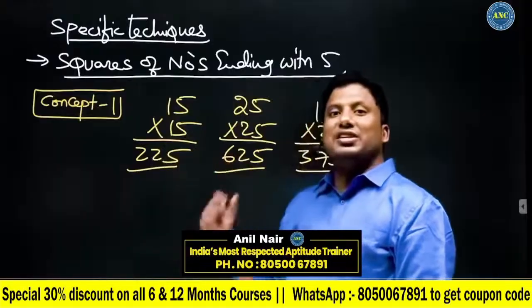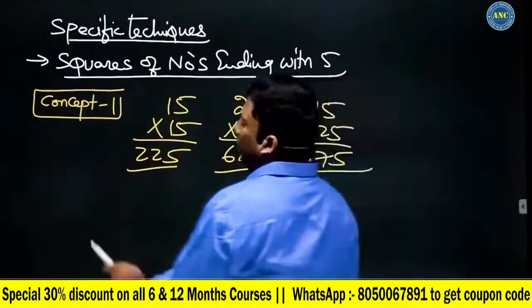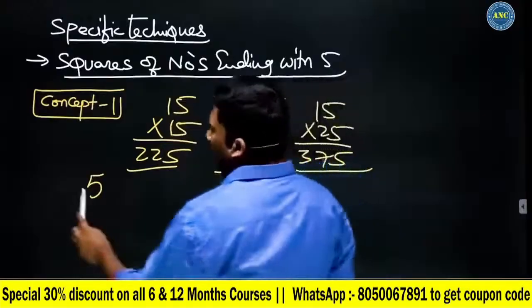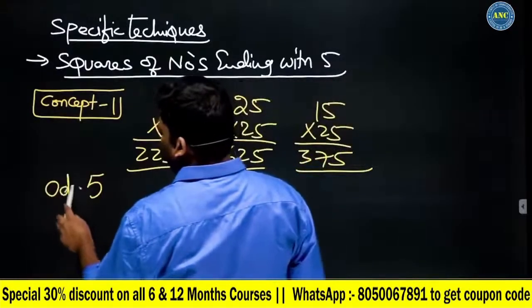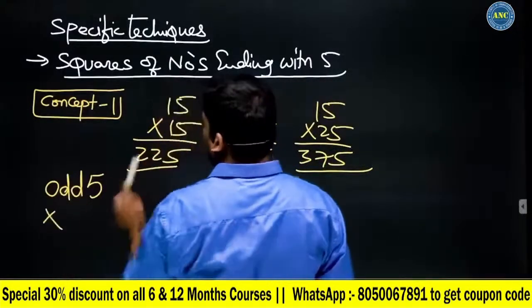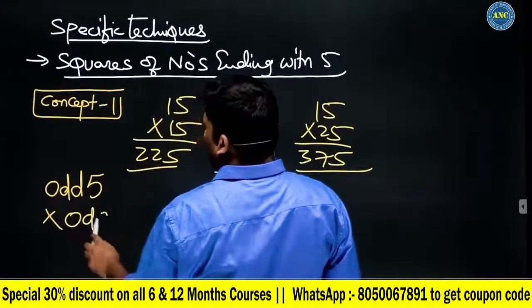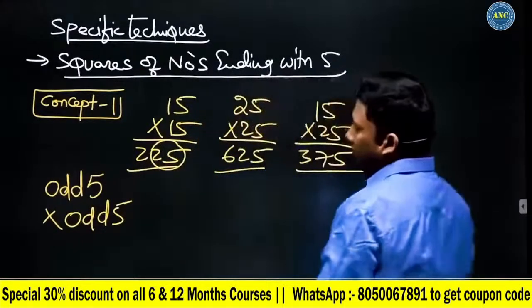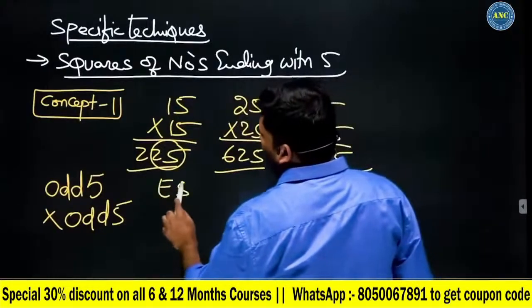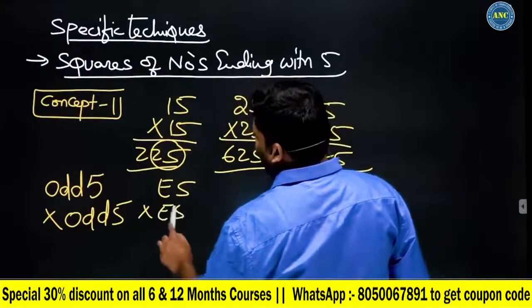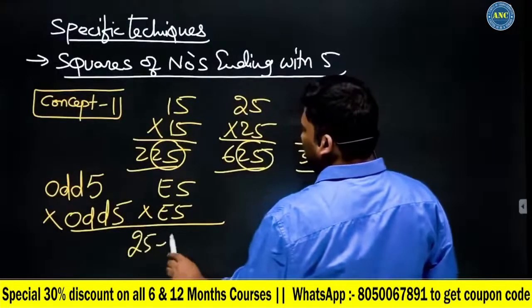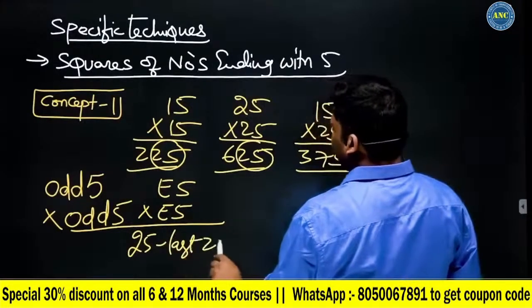Anil sir, why these 3 examples? There is a beautiful conclusion. It is ending with 5. 1 is an odd number, again 1 is an odd number. Odd 5 into odd 5. What are the last 2 digits? 25. 2 is an even number, again 2 is an even number. What are the last 2 digits? 25.